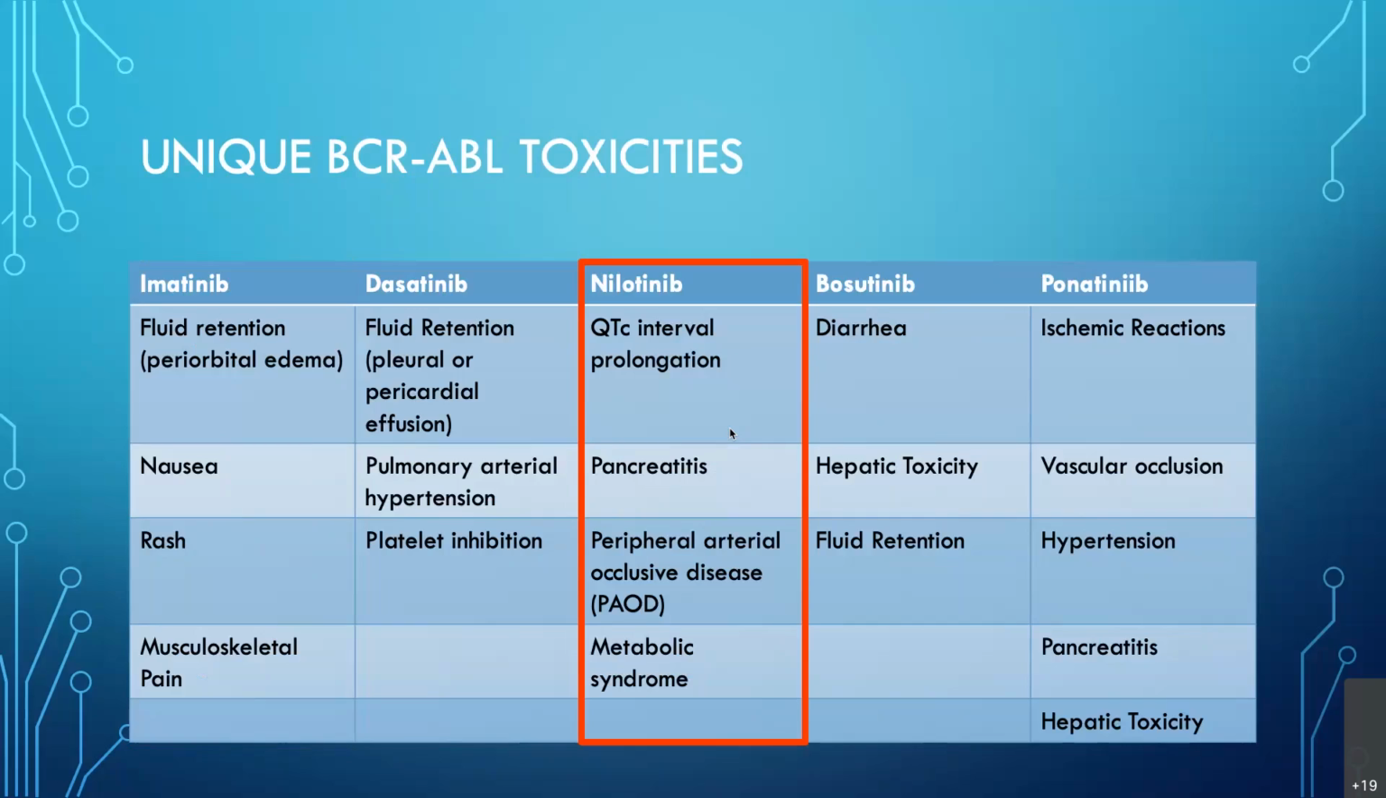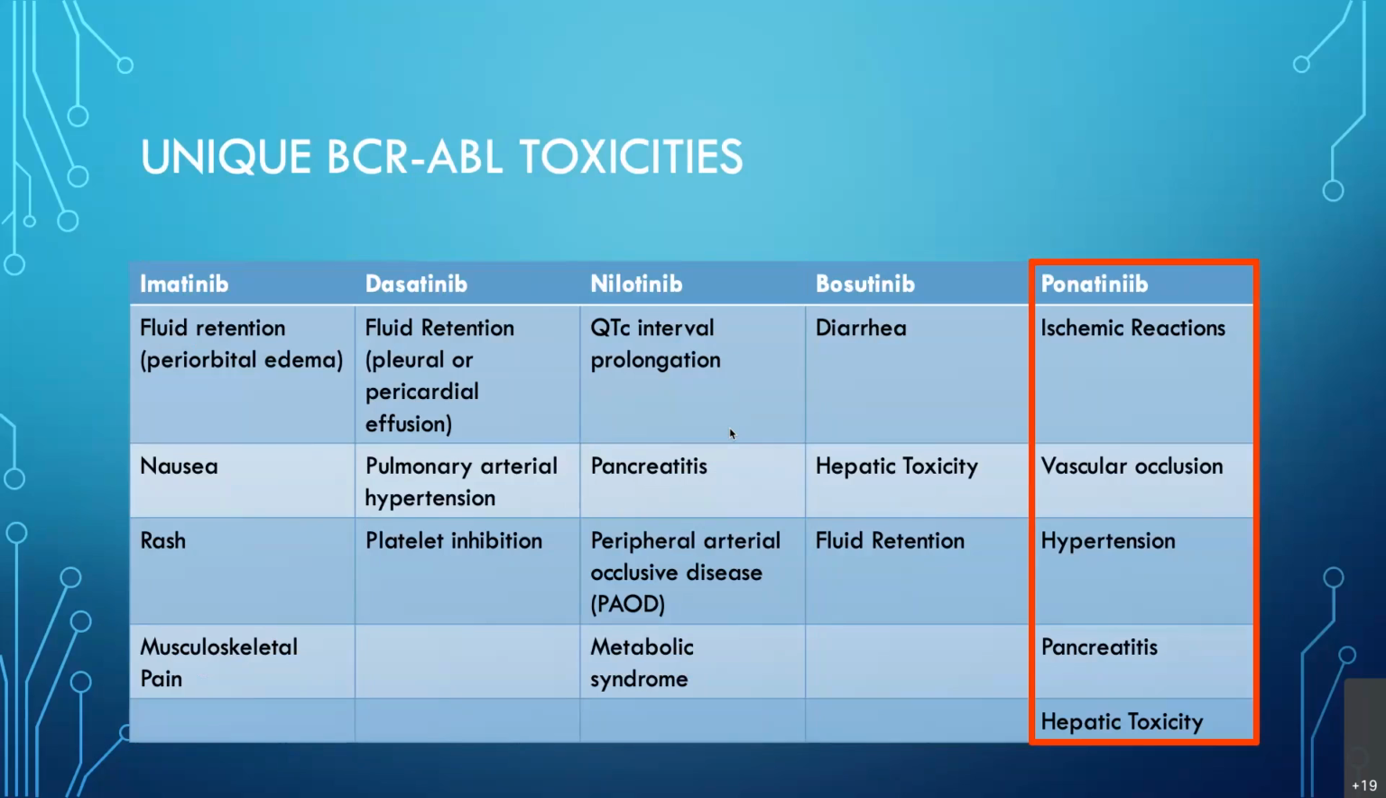Nilotinib, our big monitoring point is going to be the QTc prolongation. So baseline EKG as well as EKGs weekly after initiation until we can ensure they're stable, as well as some metabolic effects and pancreatitis. Bosutinib can cause diarrhea and hepatic toxicity as well as fluid retention. So those are the things we need to watch for there.